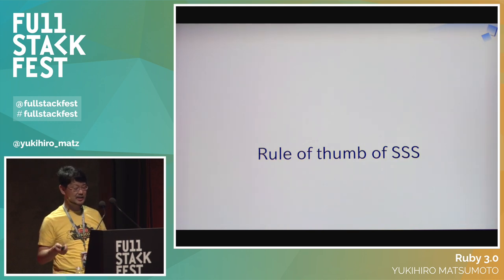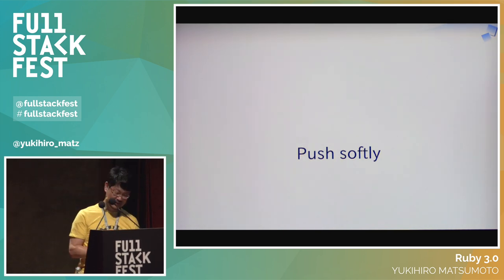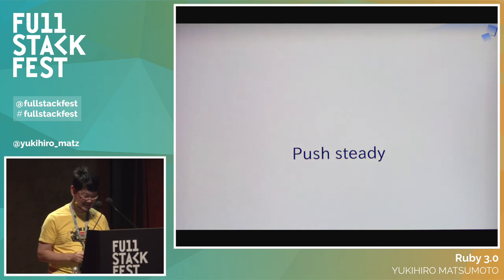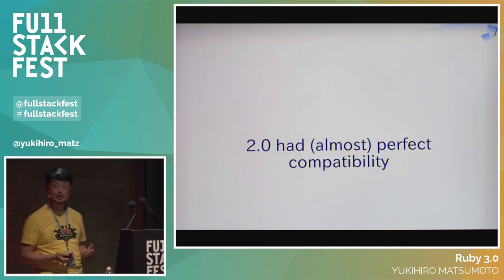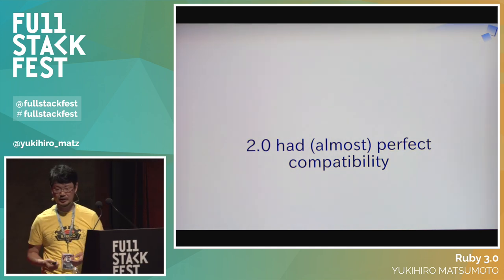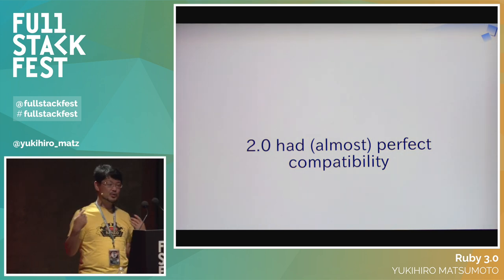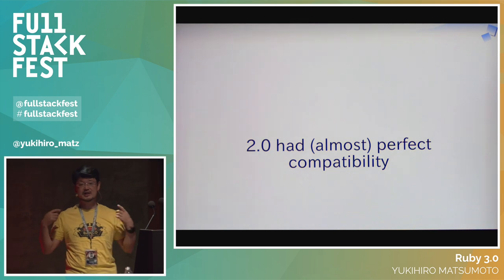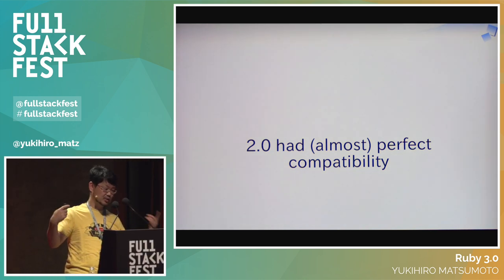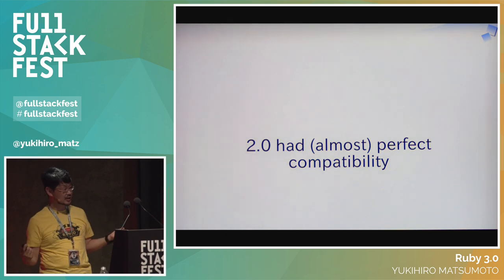In summary, the rule of thumb for the second system syndrome is: don't push too hard, push softly. Push steadily. Compatibility is the key. Ruby 2.0, which was introduced 2 years ago, had almost perfect compatibility. The last version of 1.9 was 1.9.3, and Ruby 2.0 had almost perfect compatibility. You can use 2.0 as a drop-in replacement, along with huge feature enhancements.